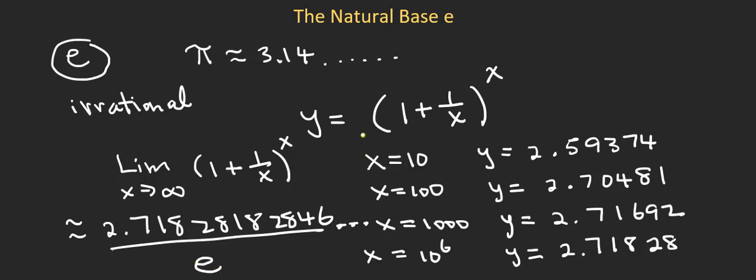So again, E is the limit as x approaches infinity, as x goes to a big number, of quantity 1 plus 1 over x, to the x power. As we increase the value of x, this whole thing will approach 2.7182818, and so forth. And this number is called E. And E is so valuable because we use it a lot in logarithms.